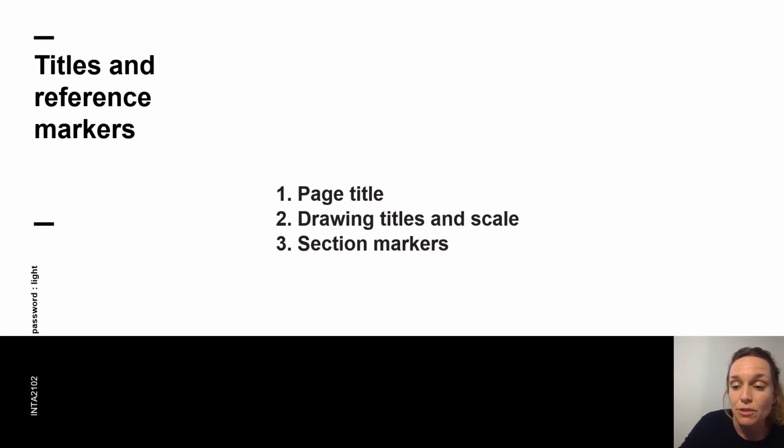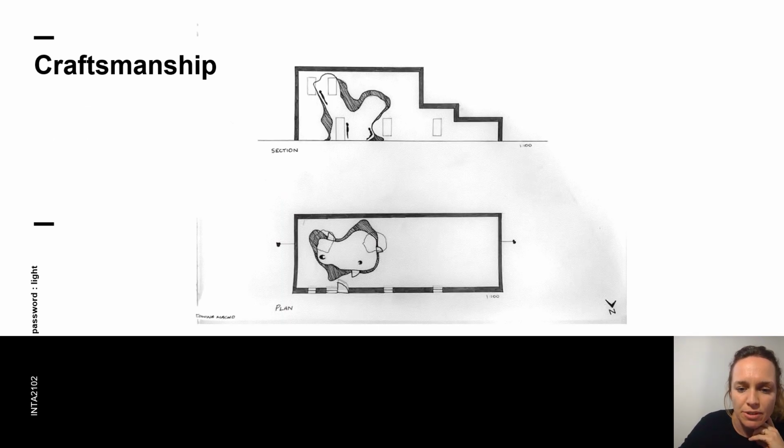The third thing to remember is that every page needs to be titled and referenced. So every page needs to have a page title. Every drawing needs to have a drawing title and scale. And the ground floor and first floor plans should indicate where the sections are taken. Again, this is all reiterated in the course outline and the assessment outlines.